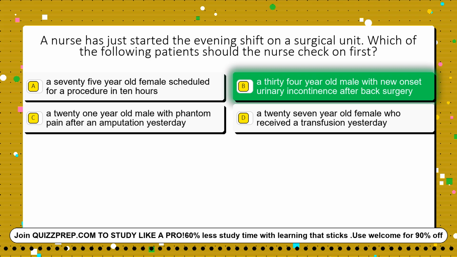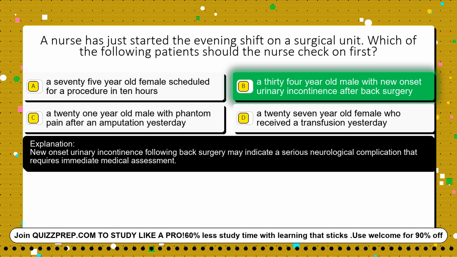The correct answer is option B, a 34-year-old male with new-onset urinary incontinence after back surgery. New-onset urinary incontinence following back surgery may indicate a serious neurological complication that requires immediate medical assessment.